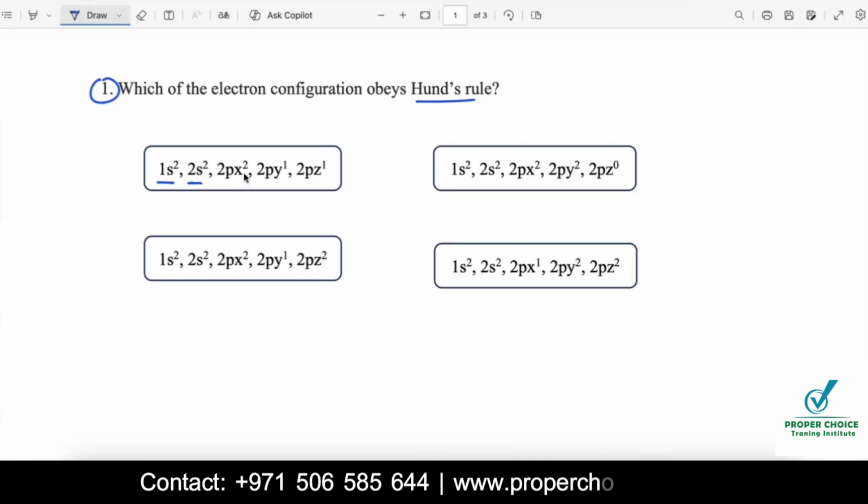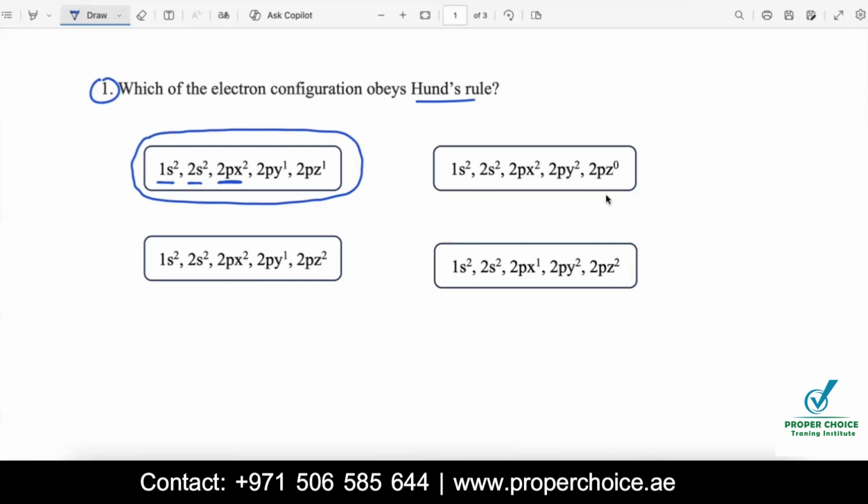So first we fill it like 1, 1, 1 in each of x, y, and z. Once the 1, 1, 1 has been filled, then we start pairing from x. It means x will be doubled, then y doubles, then z if more electrons are available. So this is the only arrangement that satisfies Hund's rule.